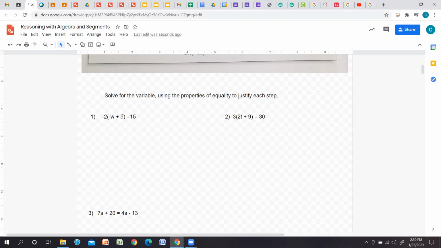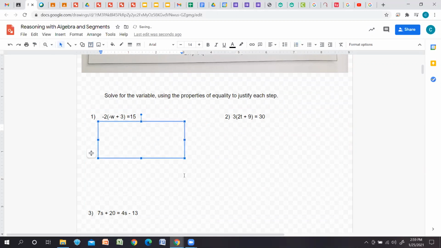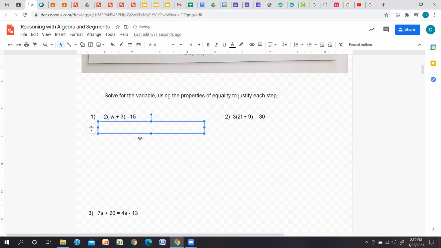First, each time we solve or change something here, we're going to write the property that we are applying. For example, first I'm going to use the distributive property. I'm going to distribute the -2, so I have 2w minus 6 equals 15. I applied the distributive property, so I just say that.